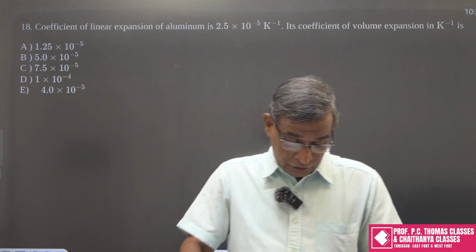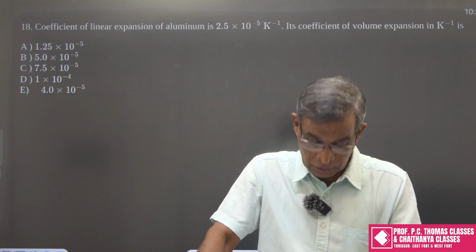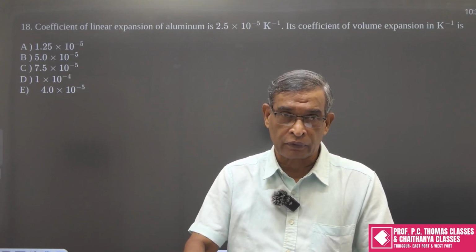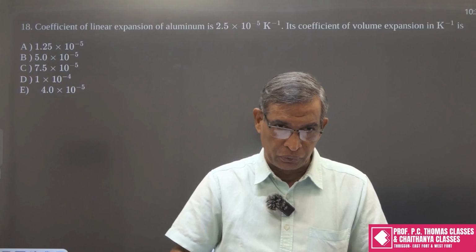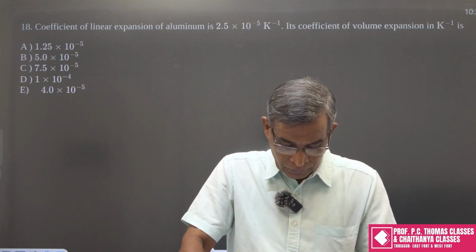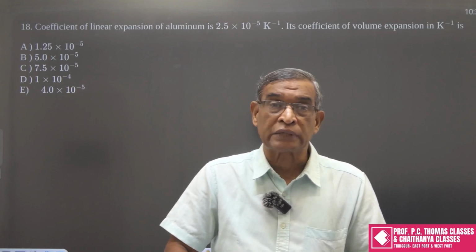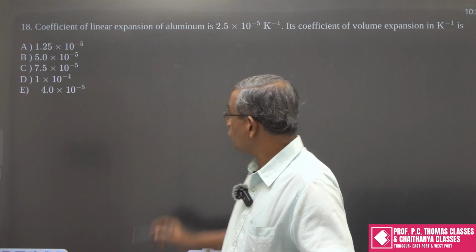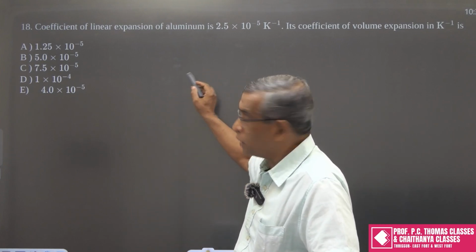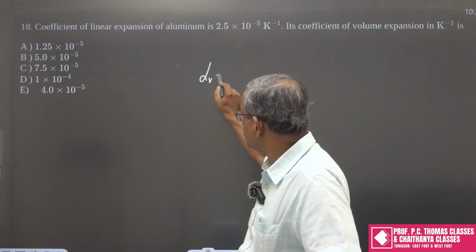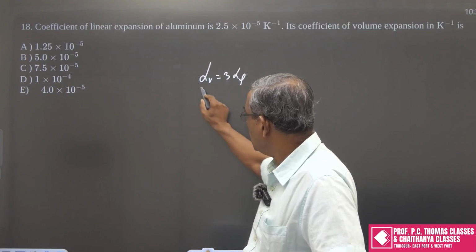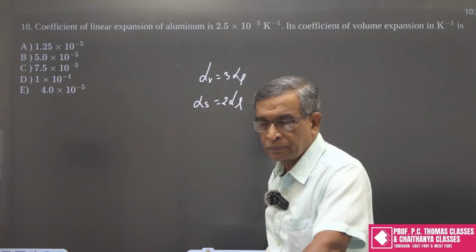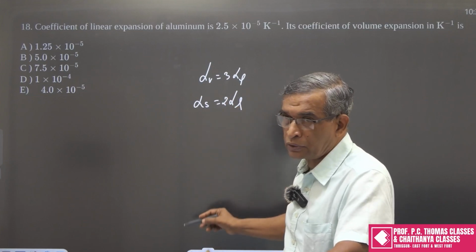The coefficient of linear expansion of aluminum as a solid is given to you as 2.5 into 10 raised to minus 5. That is alpha L is given to you. Alpha V is asked. Now, for an isotropic solid, alpha V is equal to 3 alpha L, and alpha S is equal to 2 alpha L. These are the relations.